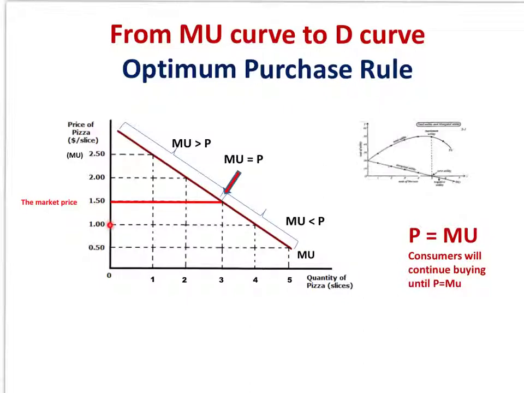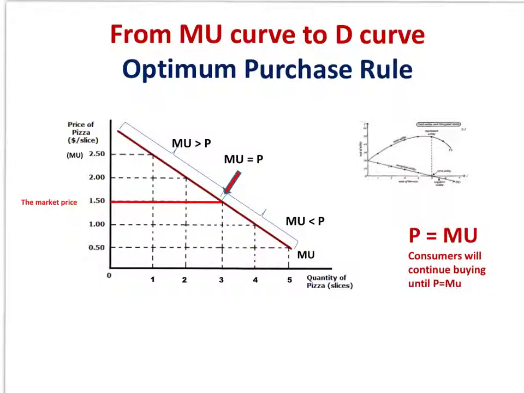I get $2 satisfaction from it and I paid $1.5. Again, a good bargain for me. I got more than I paid for. When I buy the third slice and consume the third slice, I got $1.5 satisfaction from it and I paid $1.5 for it. That's a pretty fair deal, so I'll buy the third one.